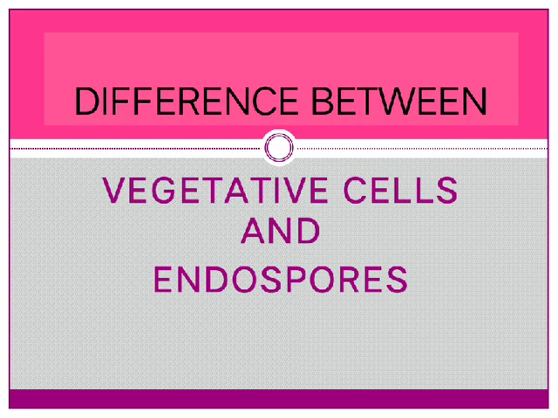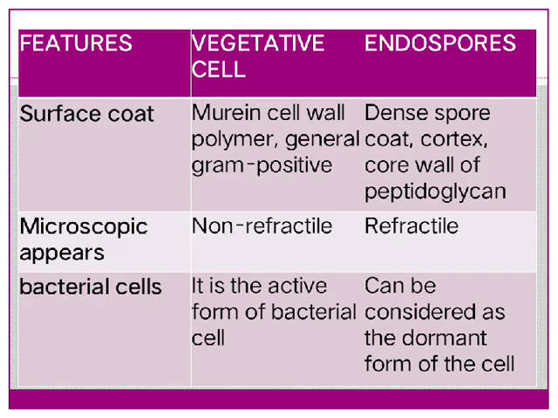Now we see the difference between vegetative cells and endospores. Surface coat: in vegetative cells, murein, a cell wall polymer, generally gram positive. In endospores, dense spore coat, cortex, core wall of peptidoglycan. Microscopic appearance: vegetative cells are non-refractile, endospores are refractile.